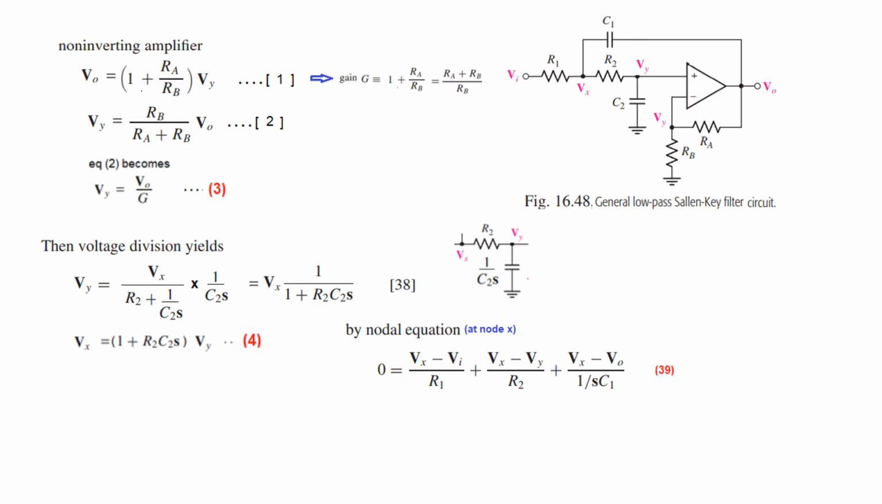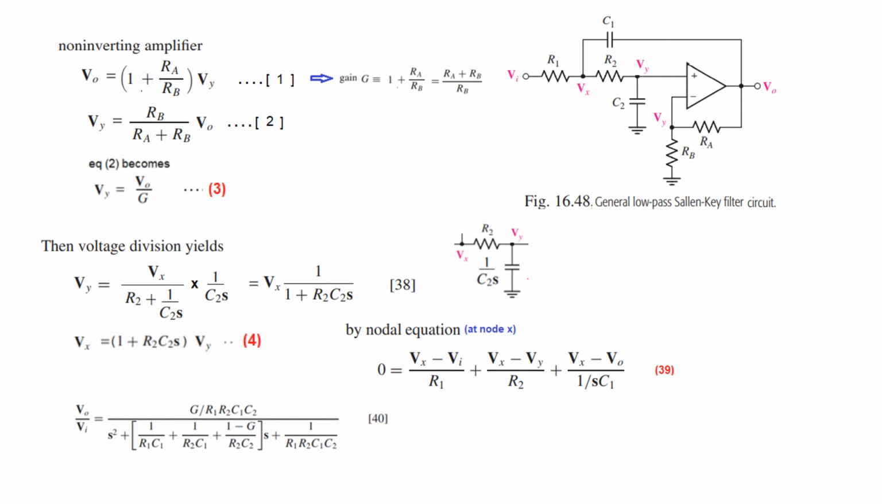And the third one is Vx minus V naught divided by 1 over SC1. Here we are using 1 over SC1 just like we did here. So this is the third equation. Now what we'll do is plug in the value of Vy and the value of Vx into this equation to get the V out over V in relation, which will be as shown here. This relation will be something like this.